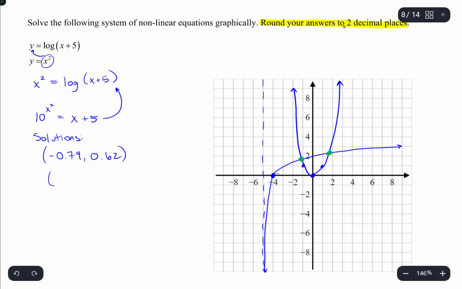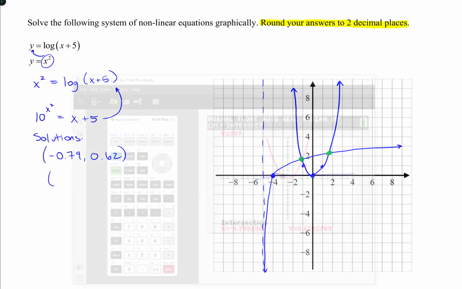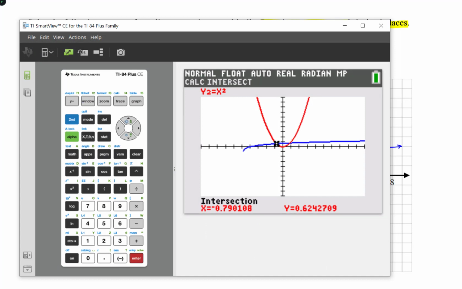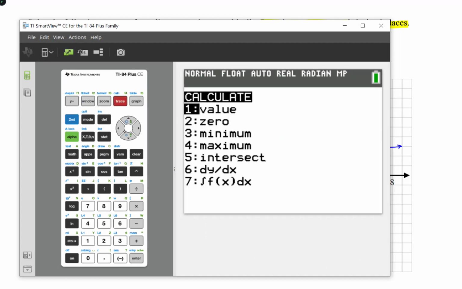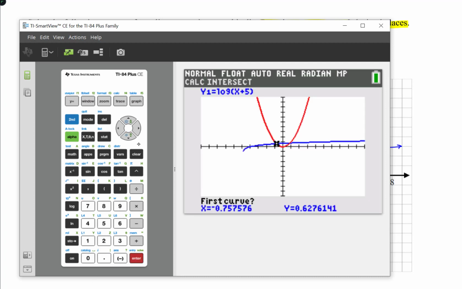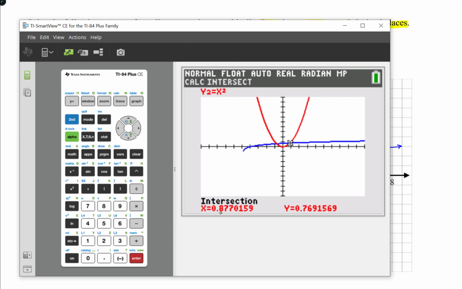All right, also there's one over here, and in order to get the calculator to find it, we use the same function, second calc, come down here to intersect. The first function is a logarithm, that's fine. Second function is a square, that's no problem. But this time, move the cursor close to where the other intersection is, and it will find that one. So 0.88 and 0.77.